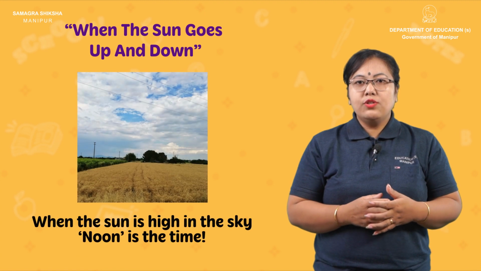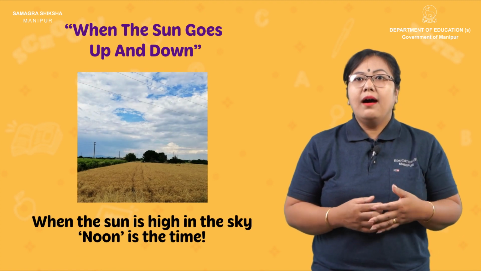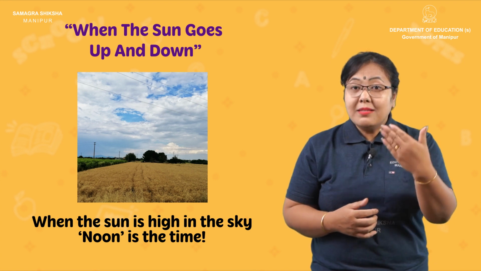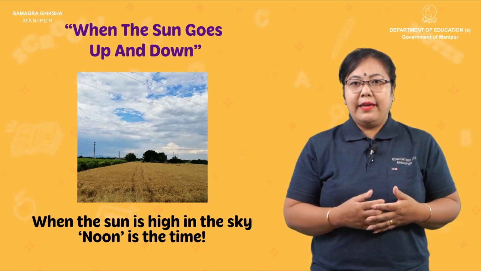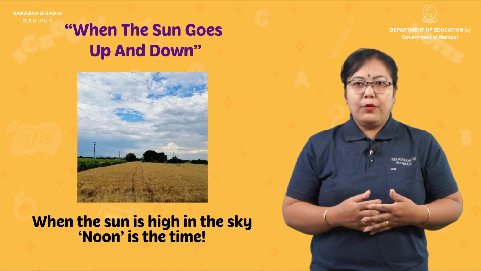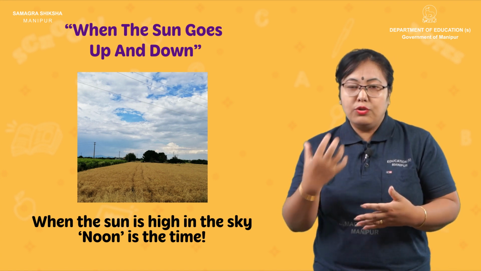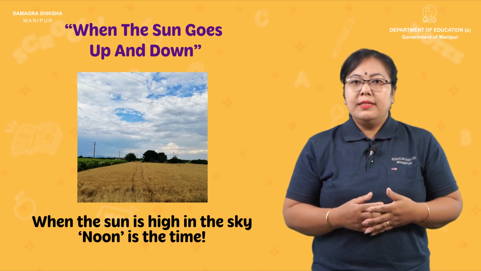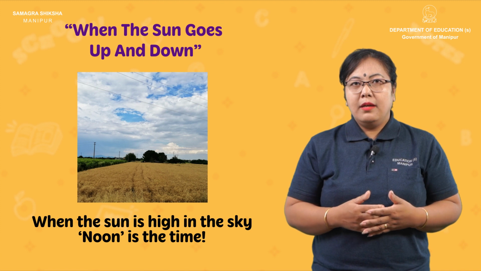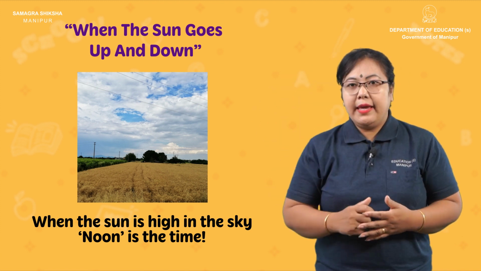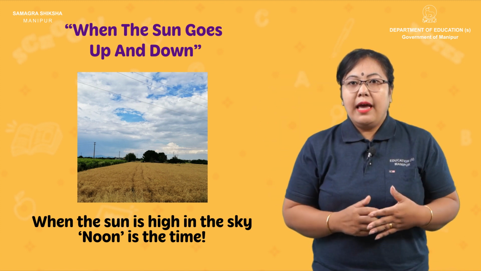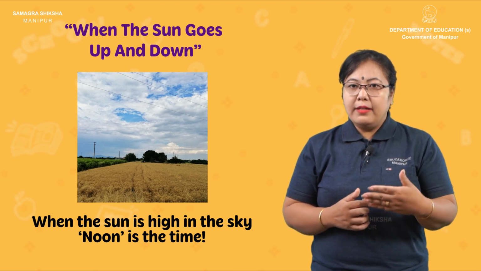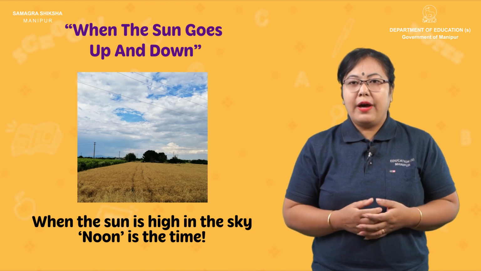Let's continue next. When the sun is high in the sky, noon is the time. In this line, the poet indicates that at noon, the sun is high in the sky. The sun is at the zenith. During this time, the sky looks very clear and bright.